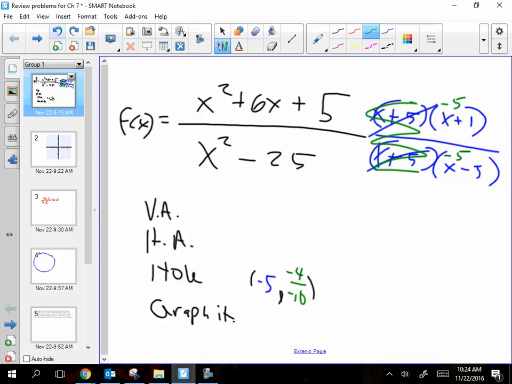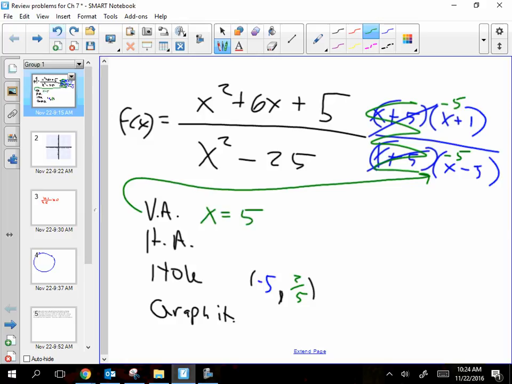Right? Raise your hand if you had that one right. Okay, good. So positive 2/5. So that's exactly where the hole should be on the graph. All right, now the verticals are what's left in the bottom here after the hole's canceled, because you can't be a hole and an asymptote.